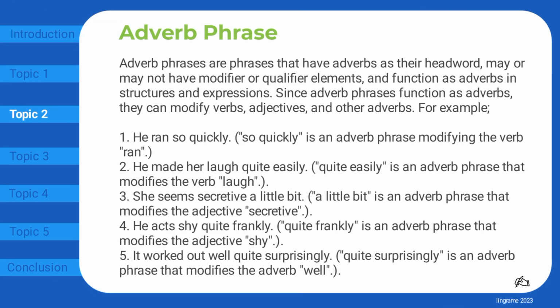Adverb phrases. Adverb phrases are phrases that have adverbs as their head word, may or may not have modifier or qualifier elements, and function as adverbs in structures and expressions. Since adverb phrases function as adverbs, they can modify verbs, adjectives, and other adverbs. For example, he ran so quickly. So quickly is an adverb phrase modifying the verb ran. He made her laugh quite easily. Quite easily is an adverb phrase that modifies the verb laugh.